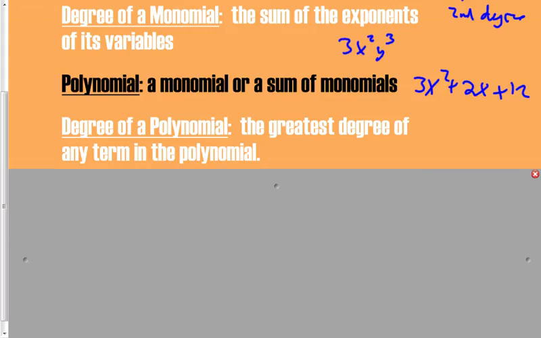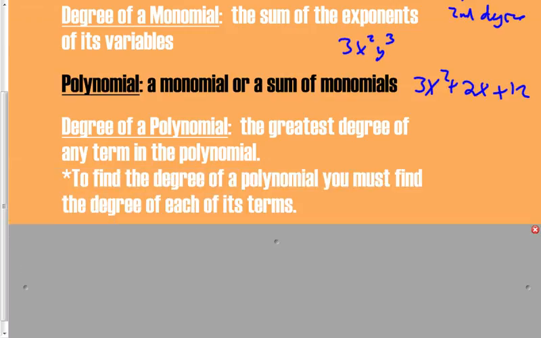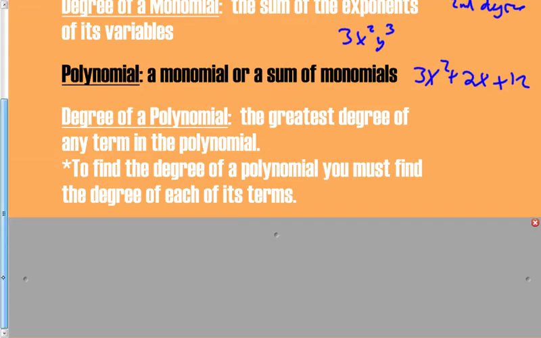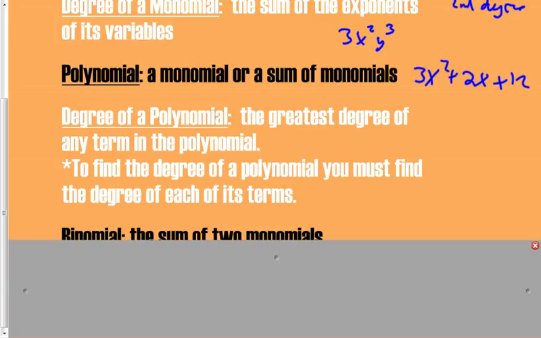The degree of the polynomial is the greatest degree of any term in the polynomial. To find the degree of the polynomial, you must find the degree of each of its terms. Usually, if it's written in proper form, the monomial with the biggest degree will be farthest left, but it's not always the case. So you might have to find the degree of each of the terms to find the largest one, which would be the degree of the polynomial.